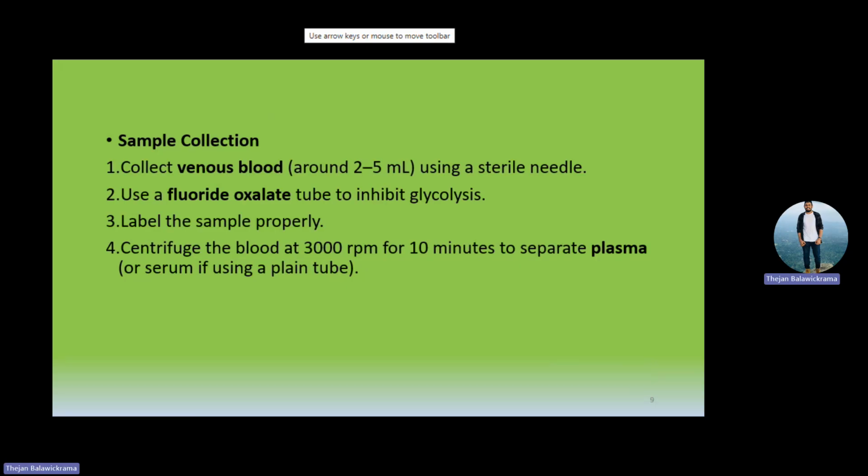Like I already said, not from the arteries, but from the veins. We collect 2 to 5 milliliters of blood. And we need to make sure that the needle is sterilized properly. Otherwise, what will happen? If the needle is not properly sterilized, the germs will go in.